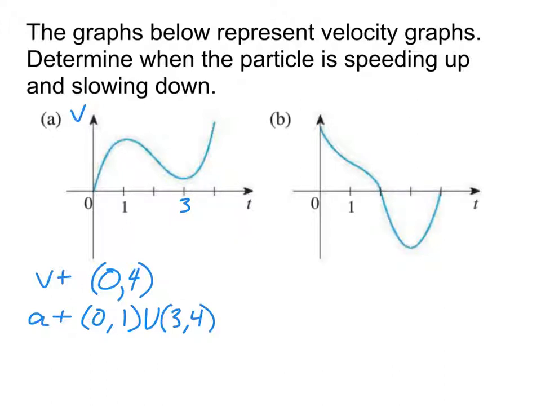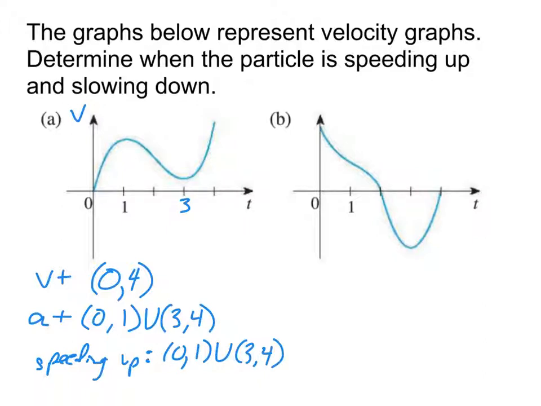So we can say that it is speeding up. Actually, let's write it down here. Speeding up when those overlap. So they overlap from, well, actually, the velocity is always positive, right? Well, that makes the overlap easy. It's just when the acceleration is positive there. So it's speeding up then from 0 to 1 and 3 to 4.